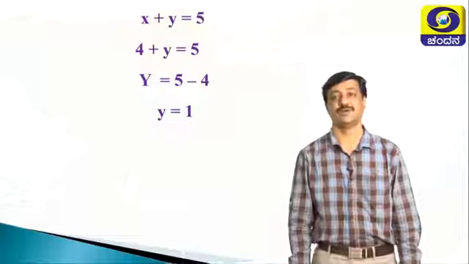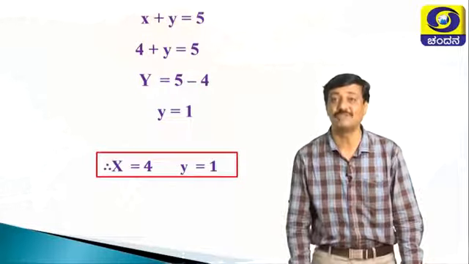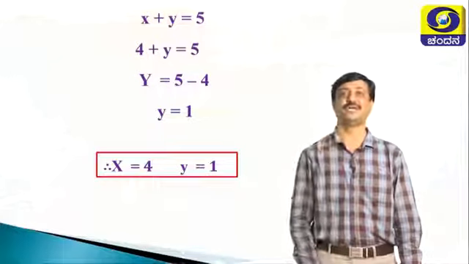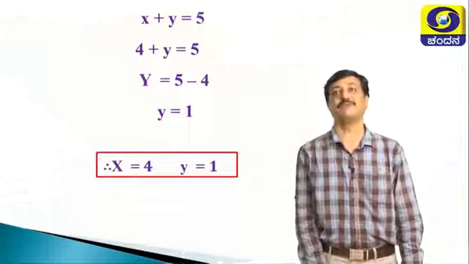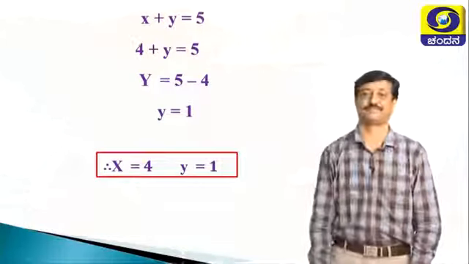Now, x value 4 and y value 1 is the required solution for the given pair of equations by elimination method. In this way, you can solve any pair of linear equations in two variables by elimination method.